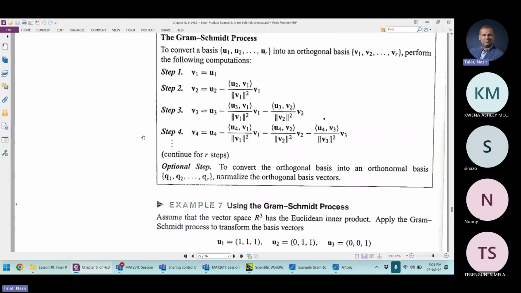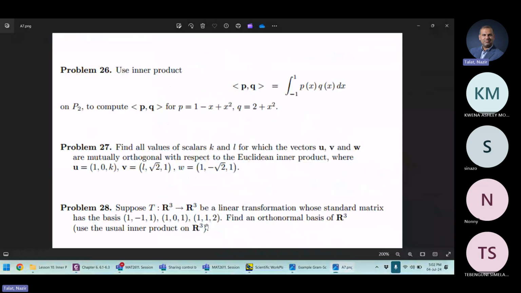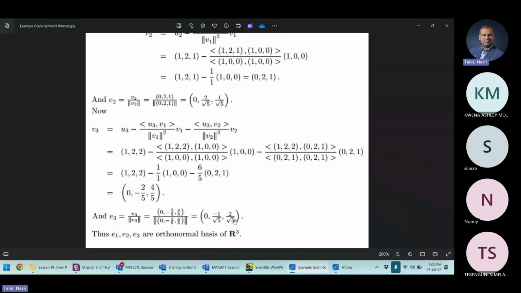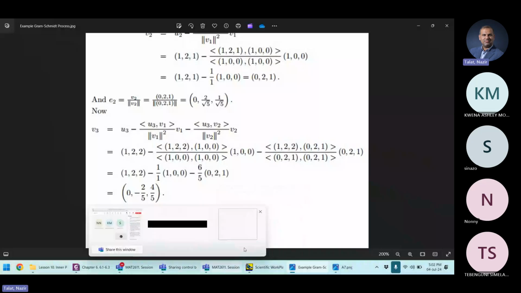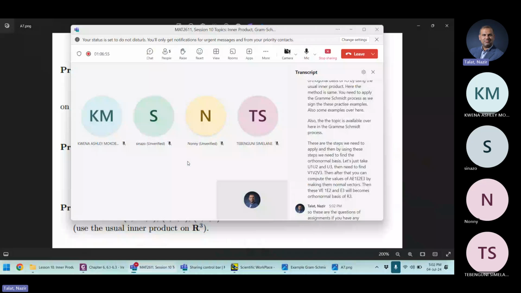These are the steps we need to apply, and then by using these steps we need to find the orthonormal basis. Just take u1, u2 and u3, then find v1, v2, v3. After that you can compute e1, e2, e3 by normalizing them. Then these e1, e2 and e3 will become the orthonormal basis of R3. So these are the questions of the assignments. If you have any question, you can ask your question now.